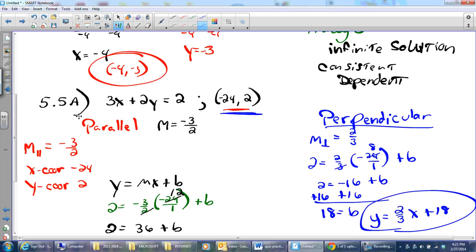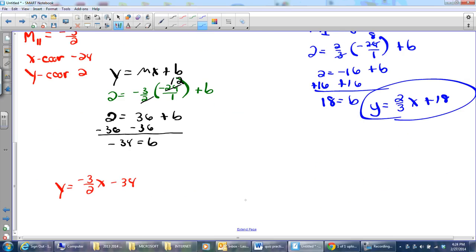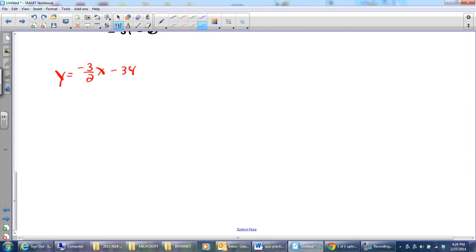And there you go. All right, now I do want to talk briefly to you about the parallel and perpendicular equations. Okay, I'm going to give you a few equations. Hold on one second.